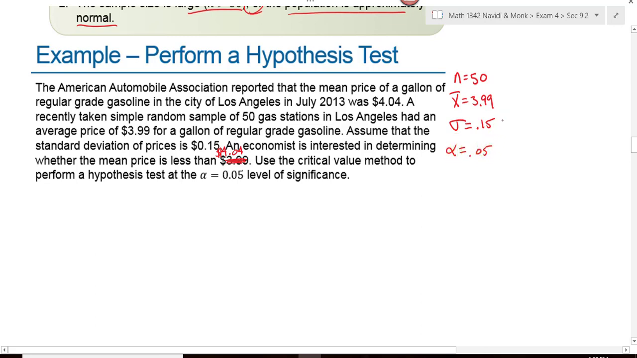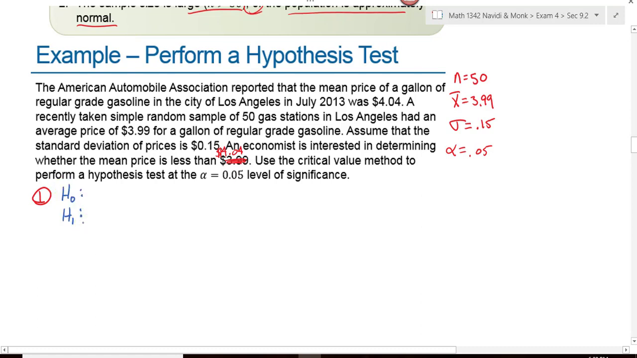As I was reading, I wrote down the important information that we needed to pull out of the problem. Now we're going to go through the process of doing a test of hypothesis. We're going to go through those 6 steps that I gave you earlier and identify all of the things that I asked you to find. We begin by finding the null and the alternative hypothesis.